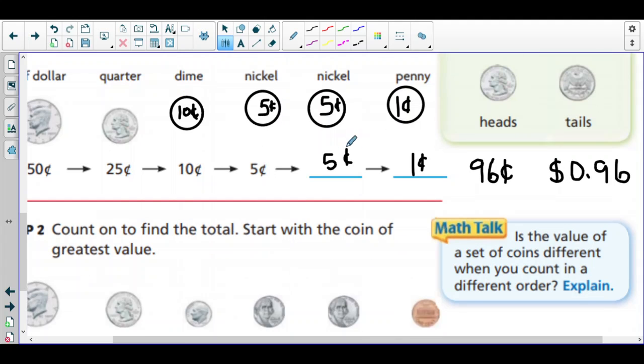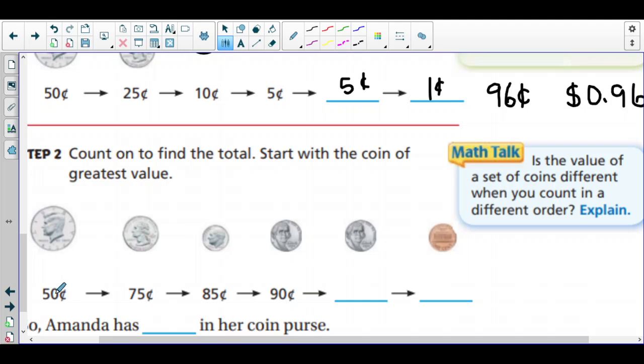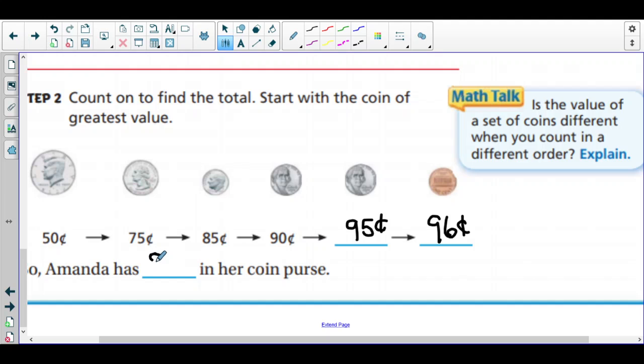So just like we counted up here, that's exactly what we're going to do here. So 50, 75, 85, 90, 95 cents, and then 96 cents. So Amanda has 96 cents. Or remember, we could say she had $0.96.